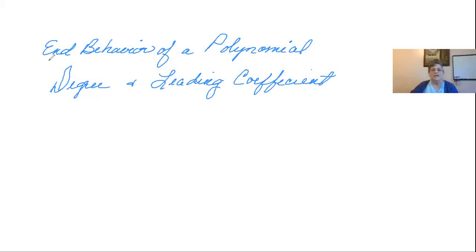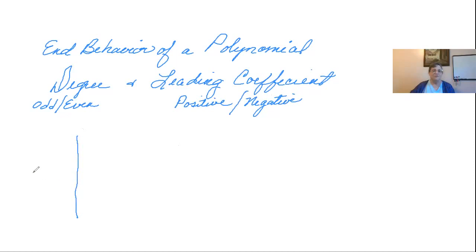What we call the end behavior of a polynomial is determined by the degree of the polynomial and the leading coefficient. More so, it's determined by whether the degree is odd or even, and whether the leading coefficient is positive or negative. So we have four possible combinations here.